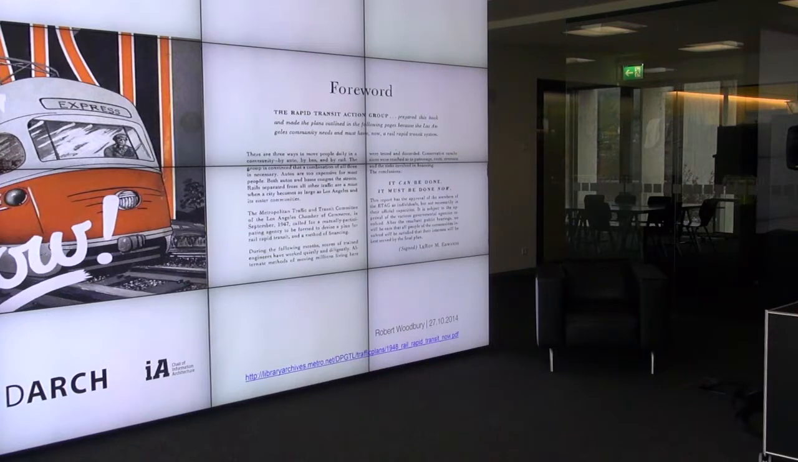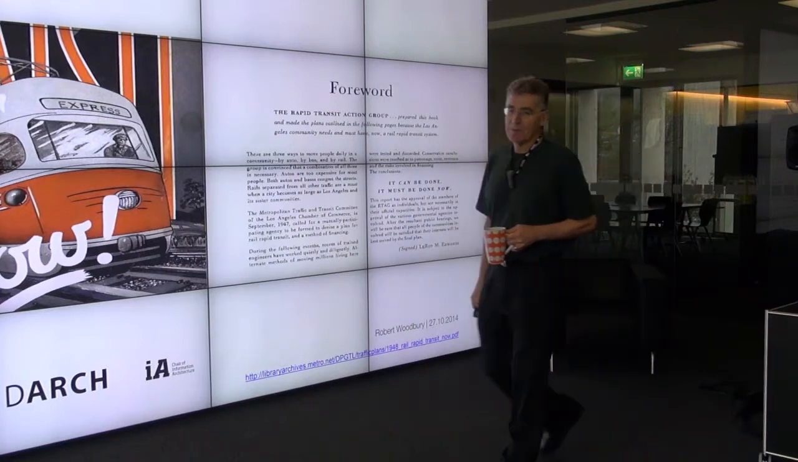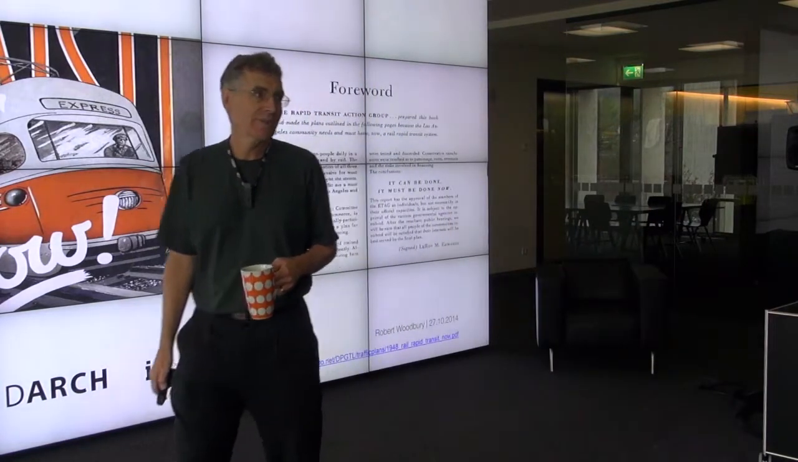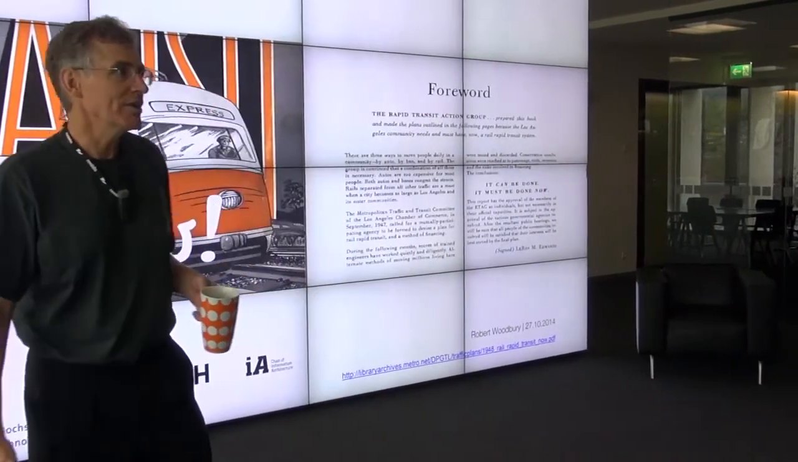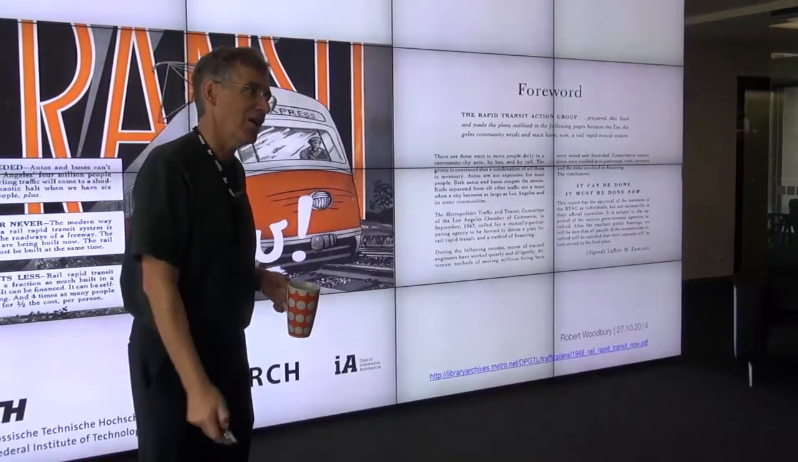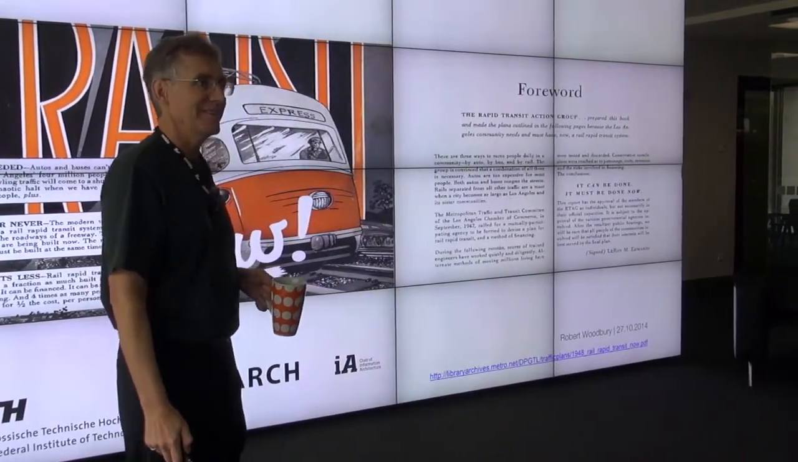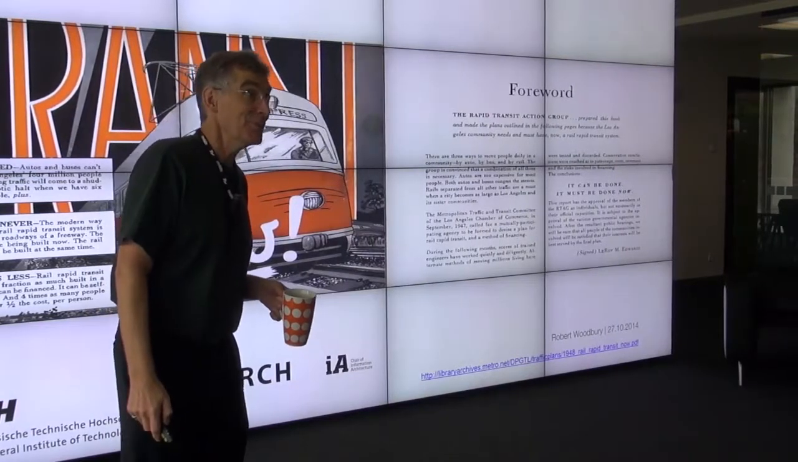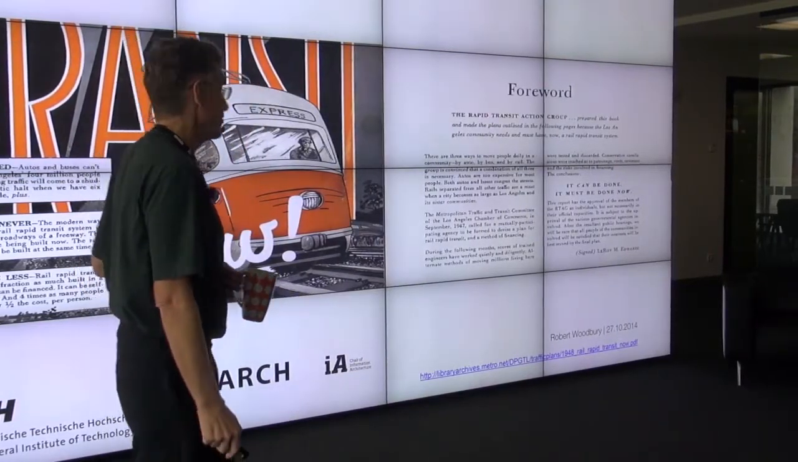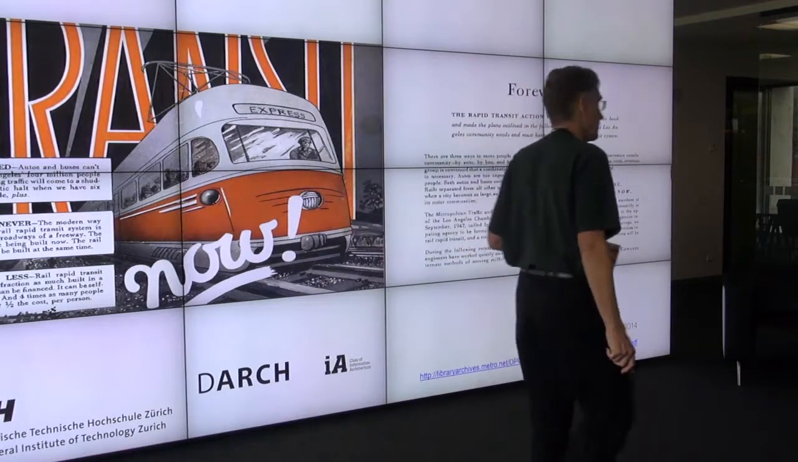They put together this report and said, there are 3 ways to move people daily in a community: by auto, by bus, and by rail. The group is convinced that a combination of all 3 is necessary. And they proposed in the freeway building in Los Angeles that the median strips become rail lines. And they covered all the finances. This was a solid proposition. Cheaper than freeways. Self-financing. Somehow it didn't stick.